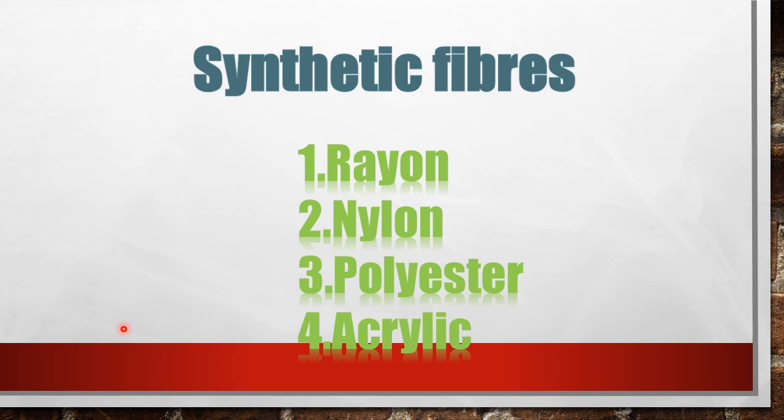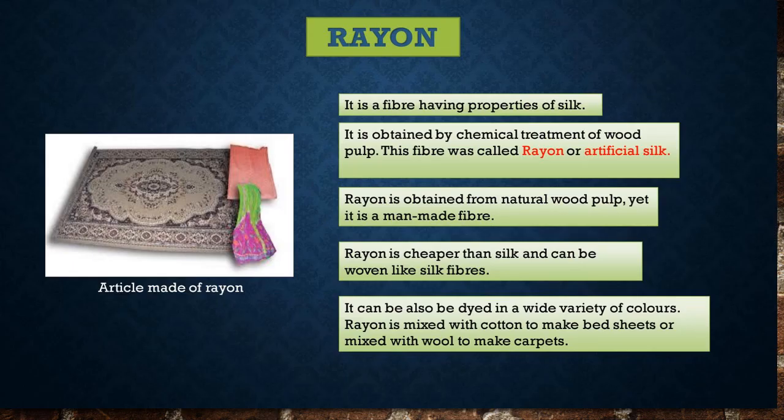Then, what are the different types of synthetic fibers? There are four types of synthetic fibers. What are they? Rayon, nylon, polyester and acrylic. Then, rayon. We know that rayon is a fiber having properties of silk. It is obtained by chemical treatment of wood pulp. This fiber is called rayon or artificial silk.